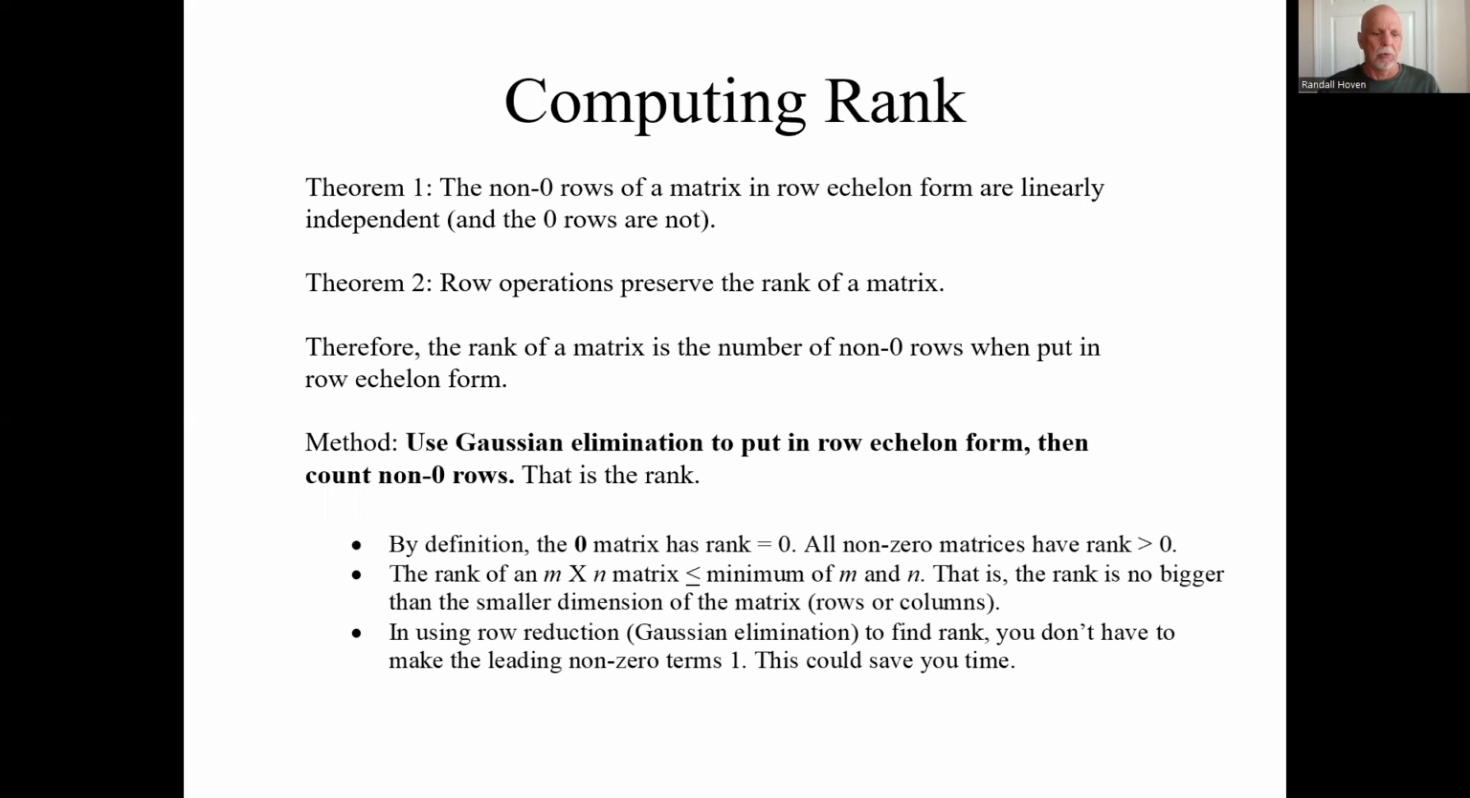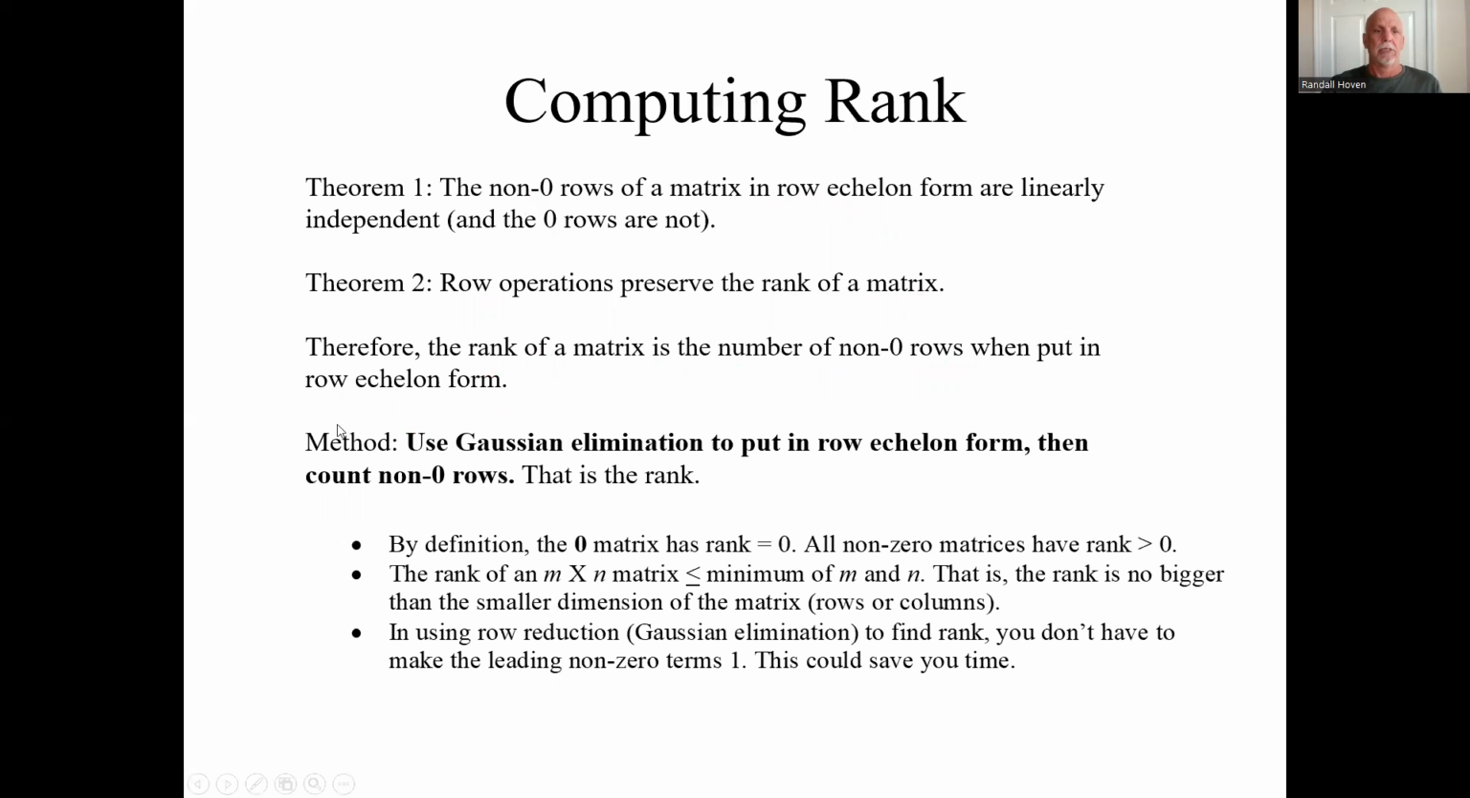Here's the beauty of it, though. I'm going to have to just state some theorems without proving them, because at least one of these is pretty difficult to prove. Theorem 1: the non-zero rows of a matrix in row echelon form are linearly independent. Theorem 2: row operations preserve the rank of a matrix. With those 2 theorems, we can say the rank of a matrix is the number of non-zero rows when we get it into row echelon form.